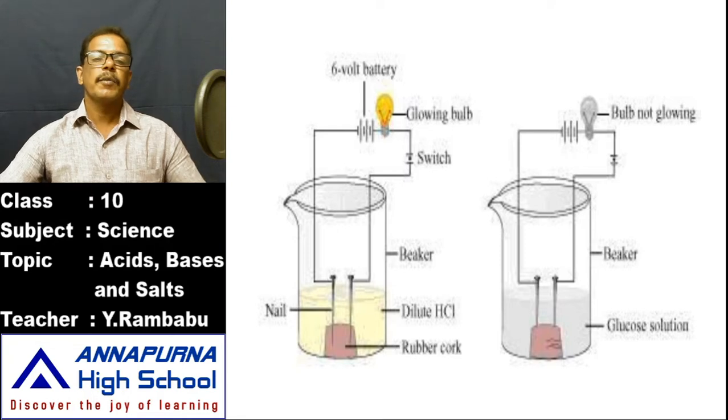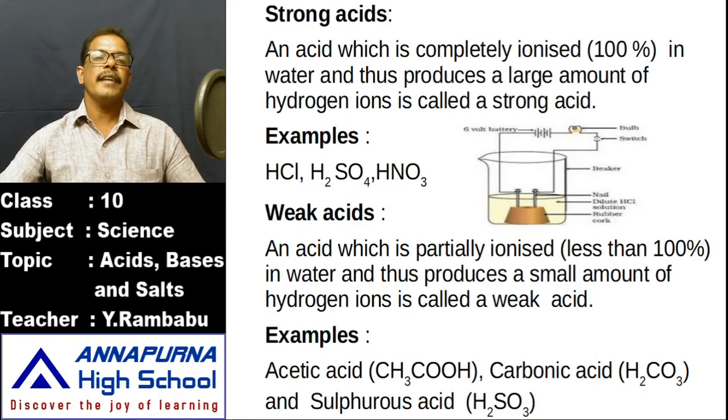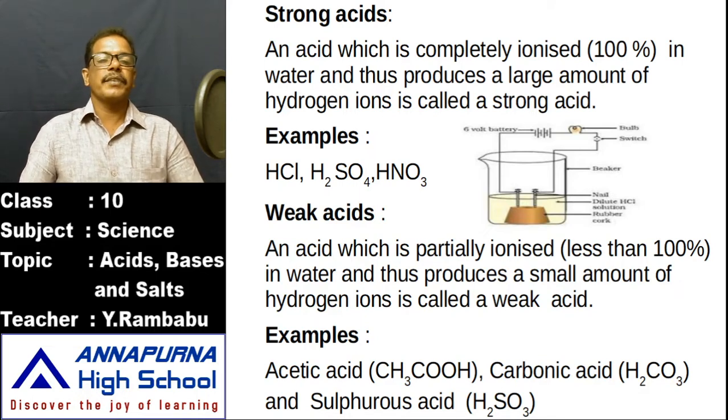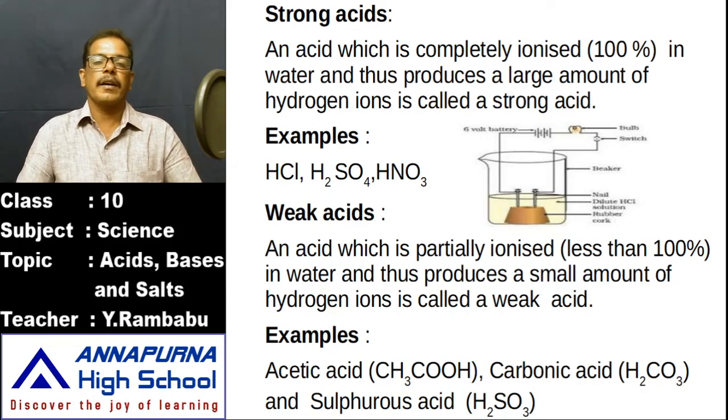Okay, then about the strong acids and weak acids. Already we have learnt about strong acids and weak acids. Simply, what are strong acids? Metal acids are strong acids and organic acids are weak acids. Like that we have learnt. But based on ionization, what is meant by ionization? The splitting of a molecule into its respective ions. That is called ionization.